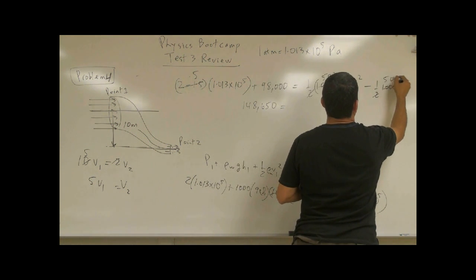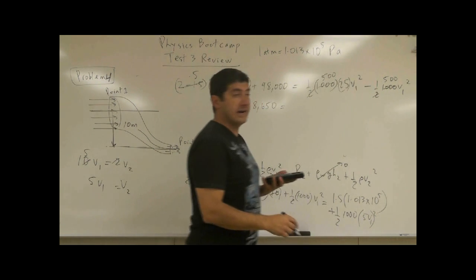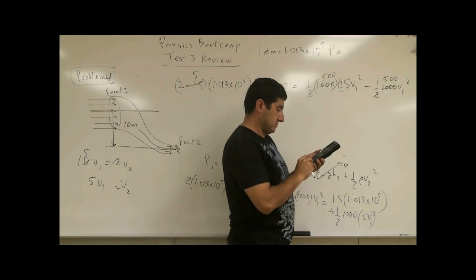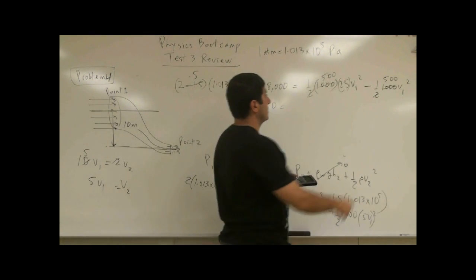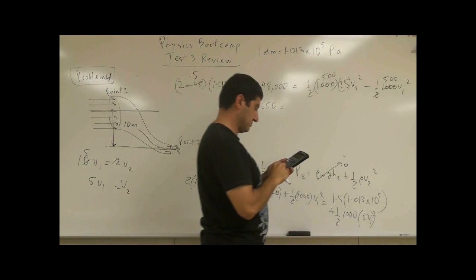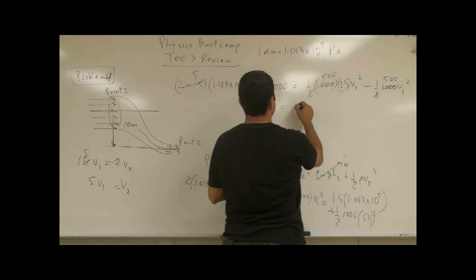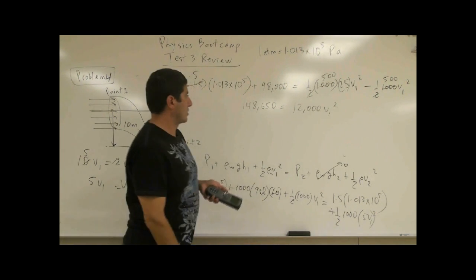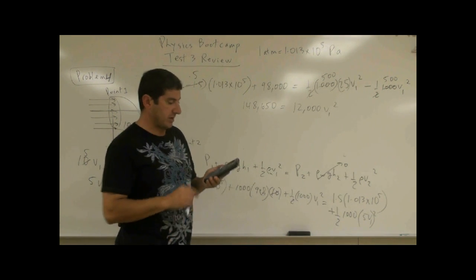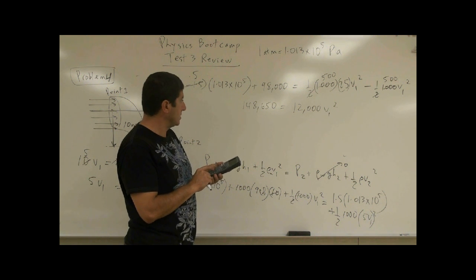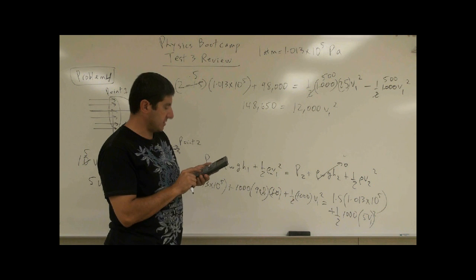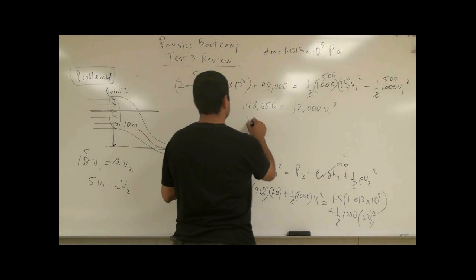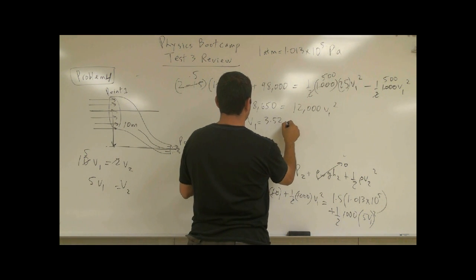So we have to do 500 times 25, right? 500 times 25. That gives you 12,500. And then you subtract 500 from that. You get 12,000. And then that's equal to V1 squared. Okay, well, you could divide this into that and then square root it, right? 148,650 divided by 12,000 square rooted. So V1 must be equal to 3.52 meters per second.